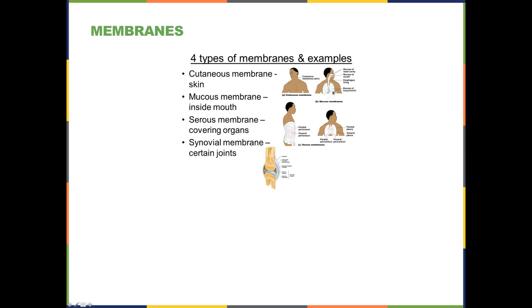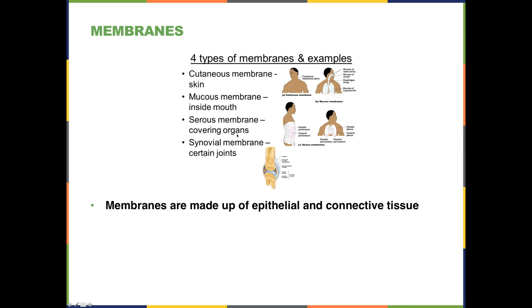Now, when we talk about membranes here, I want to be clear, we're not talking about the same thing we talked about with cellular membranes. The membranes here are combinations of epithelial and connective tissue that go on to make certain types of barriers. And so this slide shows the different kinds of barriers that are produced. There's the cutaneous membrane of skin, mucous membrane, serous membranes, and synovial membranes. And we'll talk about how membranes are made up of both epithelial and connective tissue.